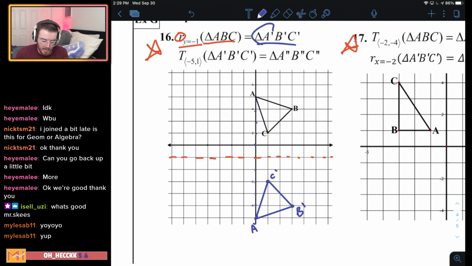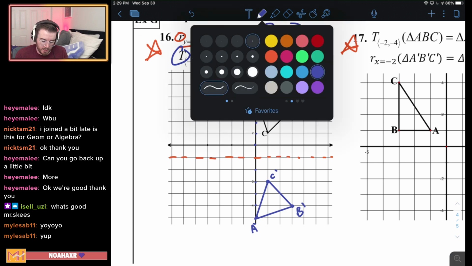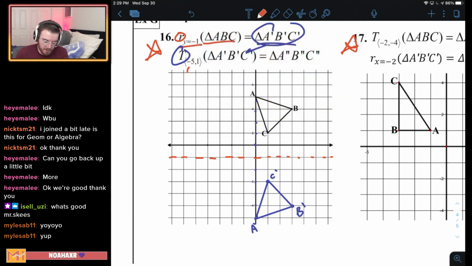And then what do we do? We take this image, and now we're going to translate it, which means we're going to move it left 5, up 1. So let's do that. Left 1, 2, 3, 4, 5, up 1. Left 1, 2, 3, 4, 5, up 1. Left 1, 2, 3, 4, 5, up 1. So here, here, and here is our final image, which is A double prime, B double prime, oops, C's at the top. C double prime, B double prime.